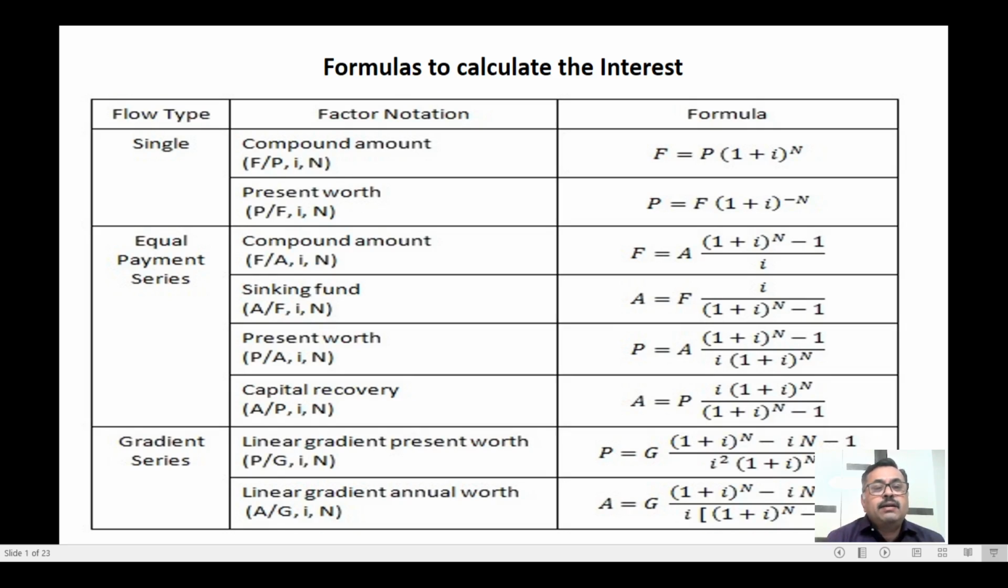And the last type that you have is the gradient series. That means here the uniform amount is not there. There is a change in the amount that you are depositing or the change in the amount that you are receiving over a period of time.